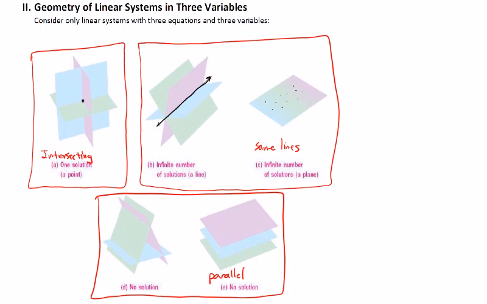But again, we will be focusing our attention on the intersecting lines case, where we should expect to get only one solution.